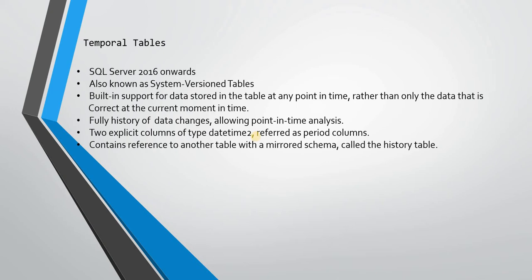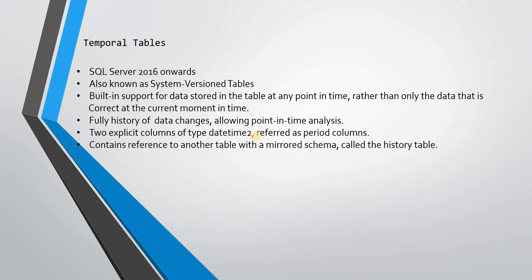Some basics about temporal tables. They were introduced in SQL Server 2016 and onwards. They are also known as system version tables. They give built-in support for data stored in the table at any point of time, rather than only the data that is correct at the current moment in time. It keeps the full history of the data changes, allowing point-in-time analysis, so you can retrieve the data at a particular specific point.